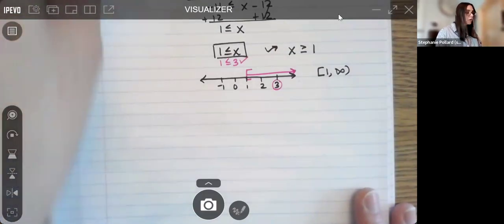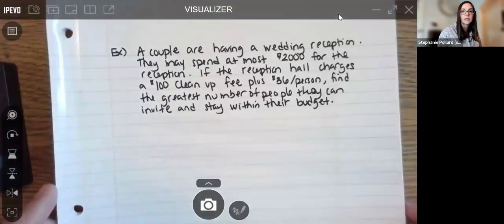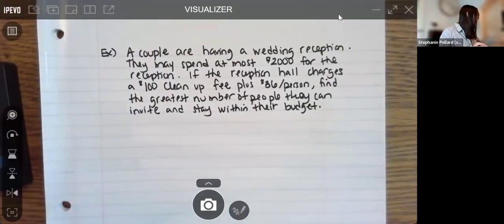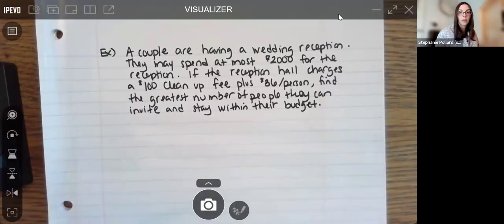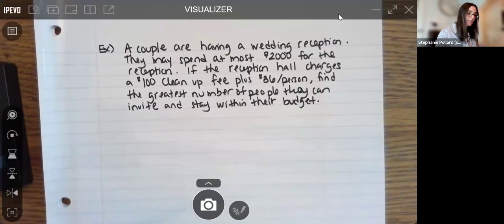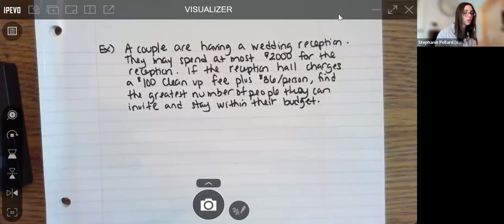Now, you can also apply inequalities to word problems. So I do have one already written out for us. And again, if you need to pause the video right now, you can go ahead and do that. And it says the following. A couple are having a wedding reception. They may spend at most $2,000 for the reception. If the reception hall charges a $100 cleanup fee plus $36 per person, find the greatest number of people they can invite and stay within their budget.